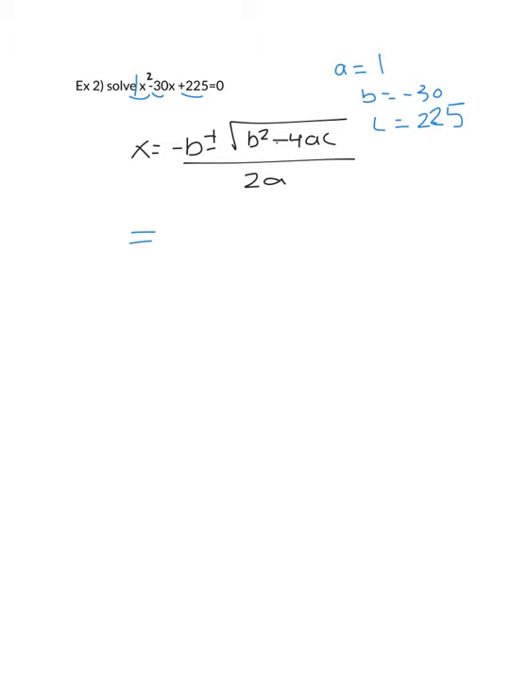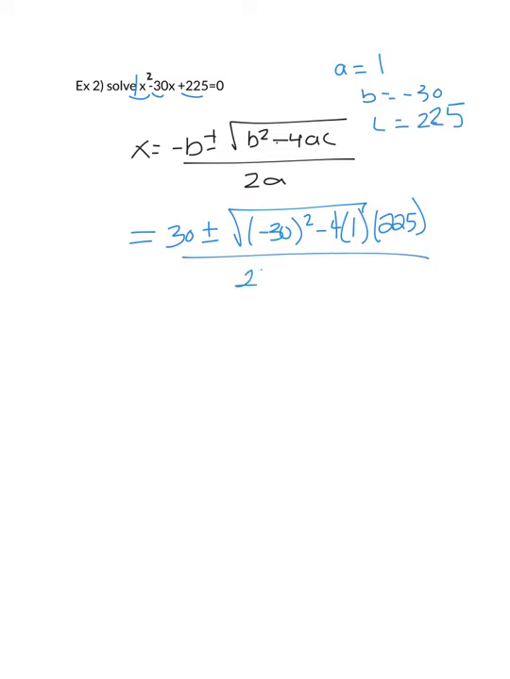So negative b, again, my b is negative 30, so I do need to put positive 30 here. We always switch the sign. B squared, so negative 30 squared, minus 4 times a, which is 1, times c, which is 225, divided by 2 times 1. So I have 30 plus or minus the square root of negative 30 squared, which is 900, minus 4 times 1 times 225, which is 900, divided by 2 times 1, which is 2.